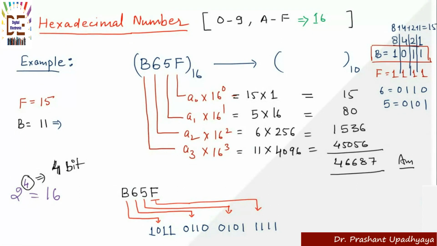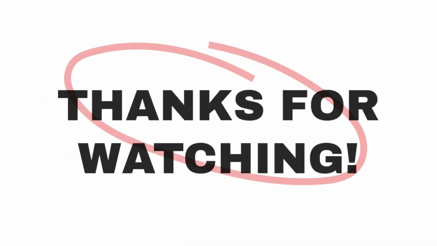So this way, if you want to convert any number into the octal representation, you have to use 2 raised to power 3. That means we will be using 3 digits to represent your number.